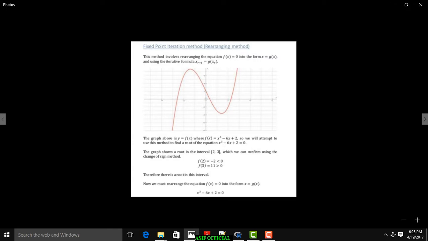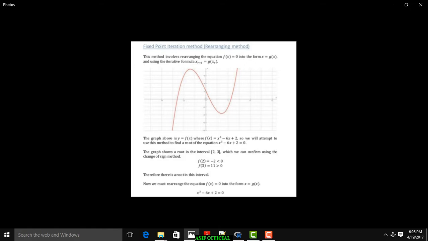The fixed point iteration method, or rearranging method, involves rearranging the equation in the form x equal to g of x, and using the iterative formula x of r plus 1 equal to g of x of r. The graph above is y equal to f of x, where f of x equal to x cube minus 6x plus 2. We will attempt to use this method to find the root of the equation x cube minus 6x plus 2 equal to 0. This is the example we take to discuss the fixed point method first.